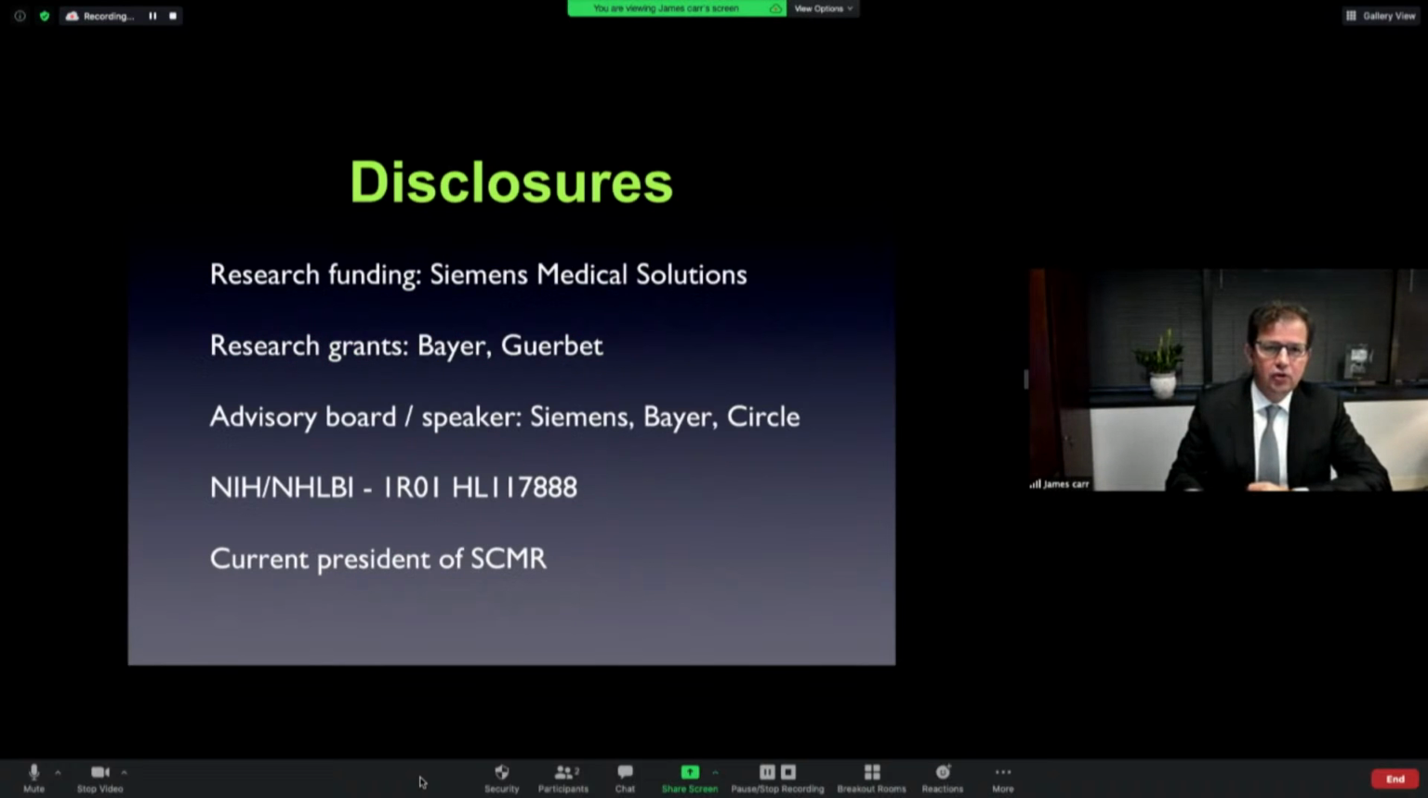This is my disclosure slide. None of this will really impact my talk. I would disclose, as Dipan mentioned, I'm the current president of the SCMR, and I am going to be talking about cardiac MRI. And a lot of the work I'm presenting from Northwestern is funded by one of our R01s, which supports our work on MRI of the transplant heart.